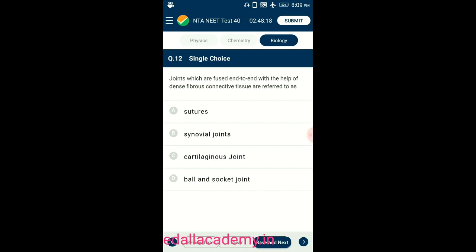The coronal suture joins the frontal bone to the parietal bones. The sagittal suture joins the 2 parietal bones together. So the answer for this question is sutures. Joints which are fused end to end with the help of dense fibrous connective tissue are referred to as sutures. So the correct option is A.